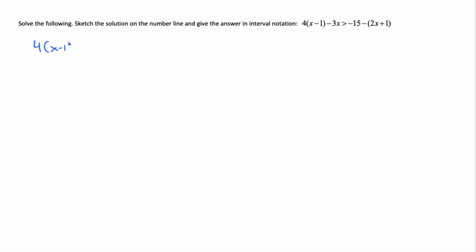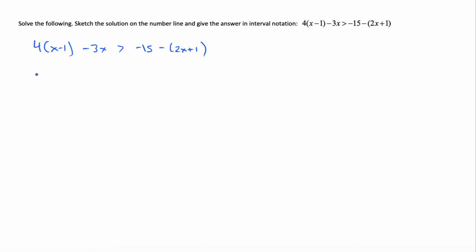Remember, we want to essentially isolate x. We want to get x by itself on one side here. But before we can do that, we should simplify both sides as much as we can. Whenever we see these parentheses, we know that we should distribute whatever is in front of the parentheses. So for this first one, we'll distribute the 4.